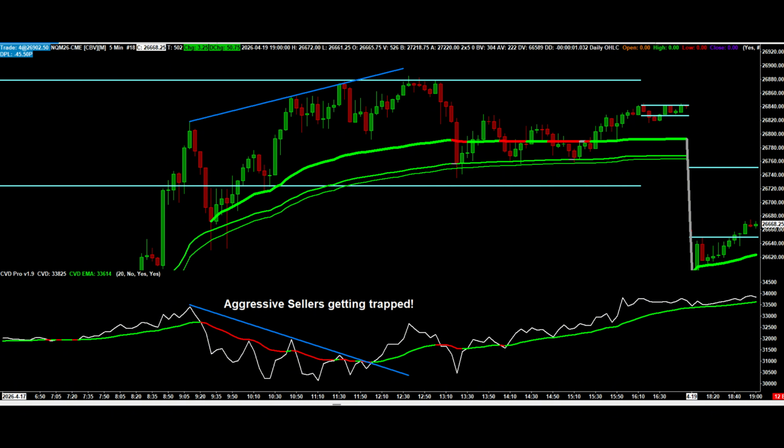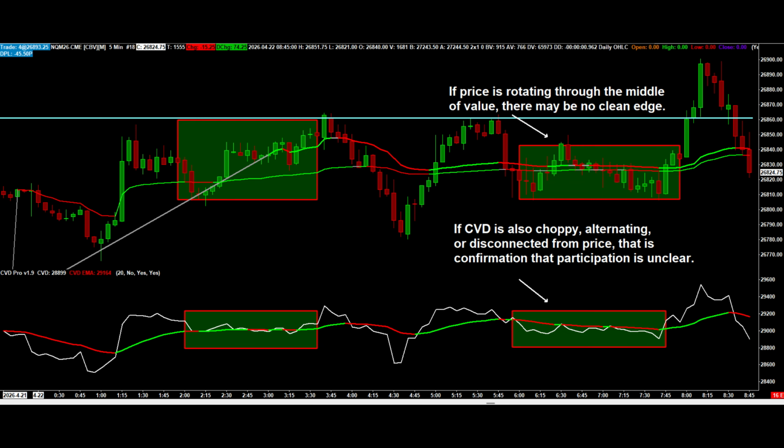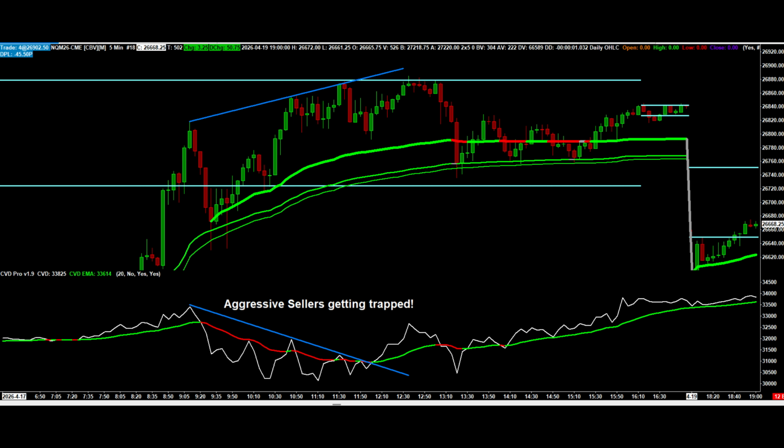The third mistake is trading the middle of value. Even when CVD looks clean, mid-range trades often have poor asymmetry. There is usually no clean invalidation and no obvious target magnet. The fourth mistake is assuming divergence is automatically a reversal. Divergence matters only when it appears at meaningful structure and is supported by acceptance or rejection.